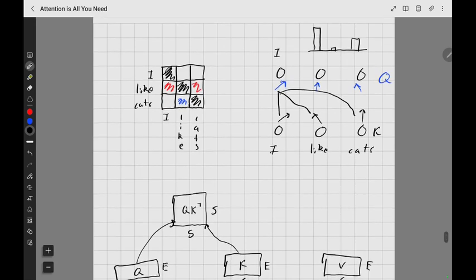And then this is how you are going to reweight the sequence. So the new representation of I will be a distribution that's just itself, because there's nothing else that the query's really looking for. The distribution for like will probably look something like this, maybe like that. And then the distribution for cats will look something like, that'll be 0, a little bit, it's a triangle, and then very high for that.